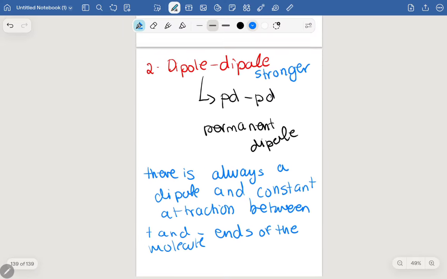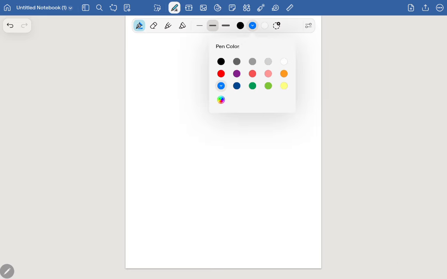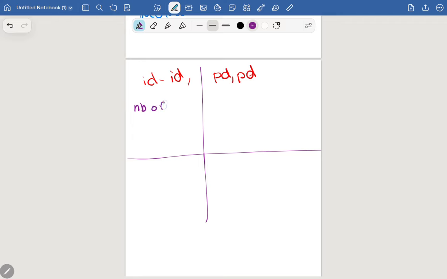So now let us compare their strengths. Of course, what we need to know for both IDID and PDPD is that the greater the number of electrons, the greater the force. Now, what exactly does this mean for the instantaneous dipole induced dipole? Very simply, I'm just going to make a small separation over here. For the IDID, the strength is determined by the number of electrons as well as the shape. Same thing with the PDPD, but it's more towards the number of electrons. So the greater the number of electrons in the PDPD, the greater the force.